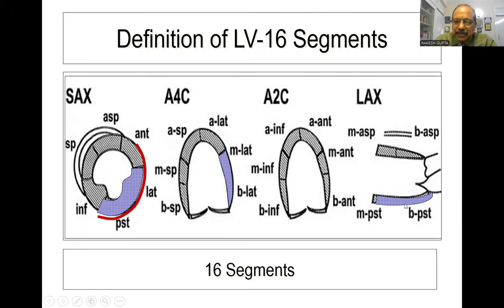Same thing, posterior wall seen over here. Mid and basal posterior wall, mid and basal lateral wall. This is the circumflex territory.